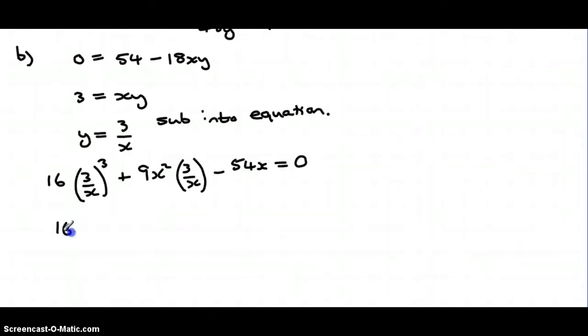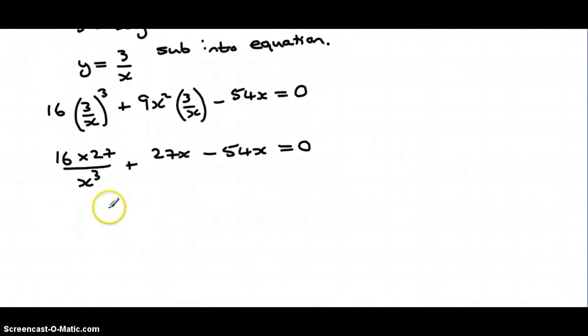This will end up being 16 times 27, and that'll be all over x cubed. Then we've got 27x squared over x, so that will just leave us with an x, minus 54x. You'll notice there's a factor of 27 in everything, so I can cancel all of those out, leaving me with 16 over x cubed, and then we'll end up with a plus x and minus 2x, so that will just leave us with minus x equals 0.